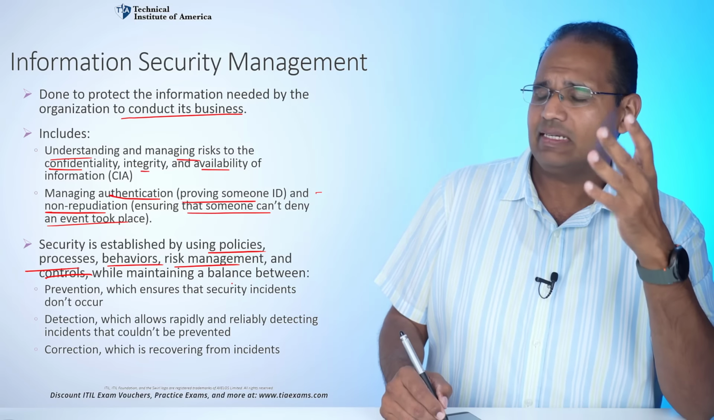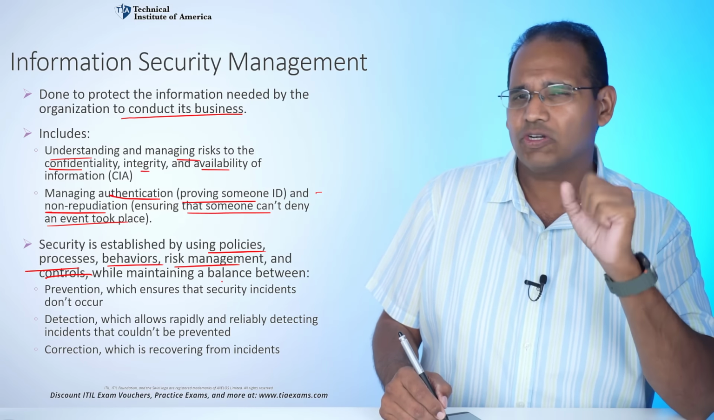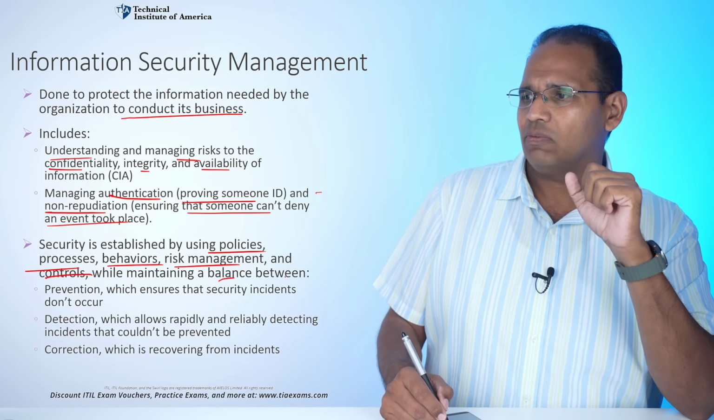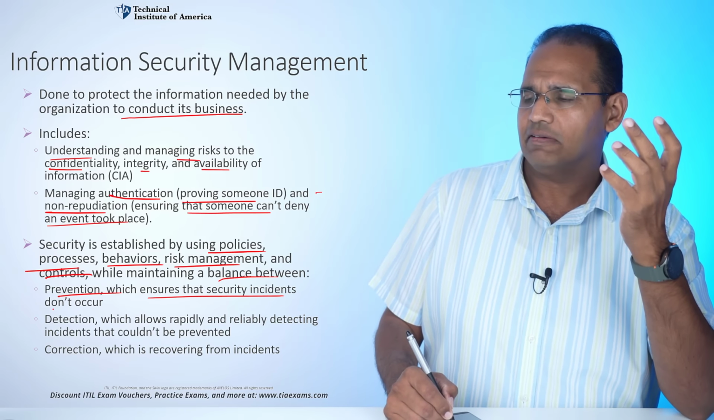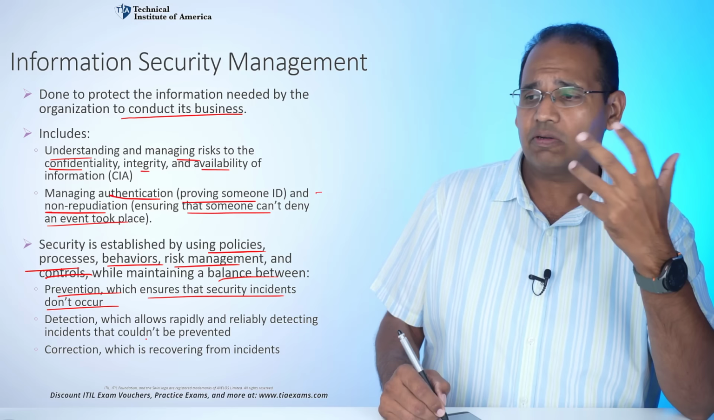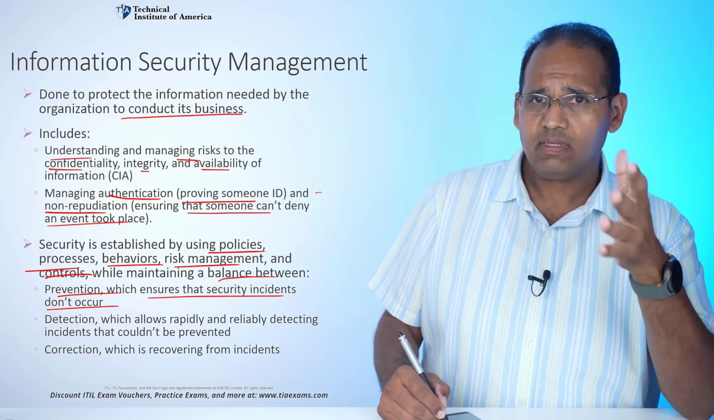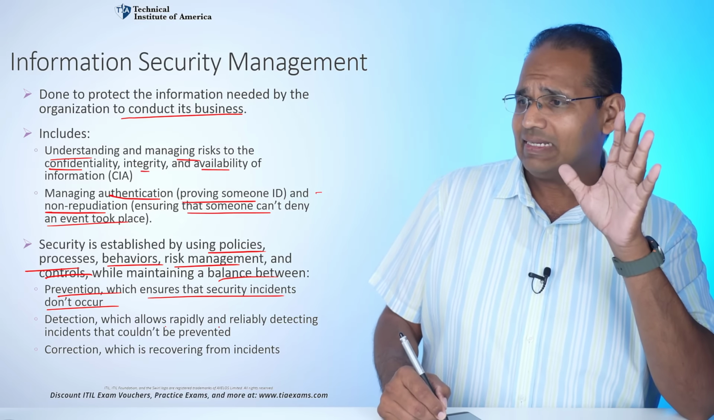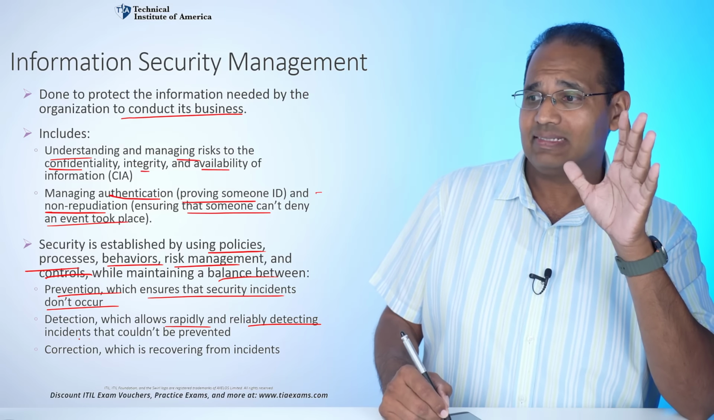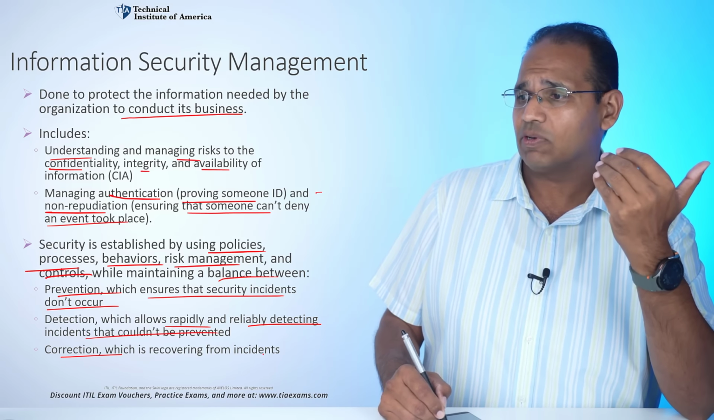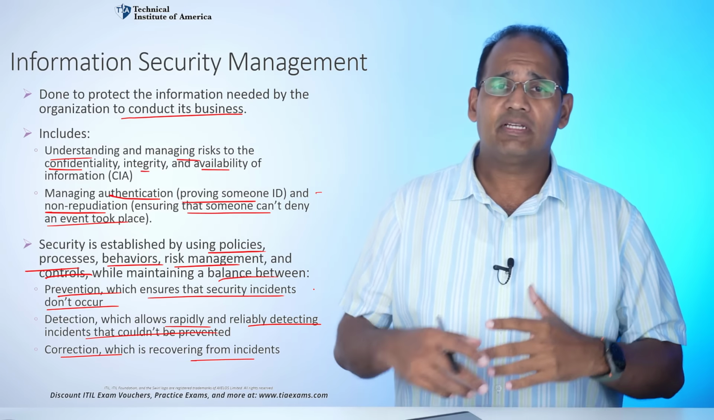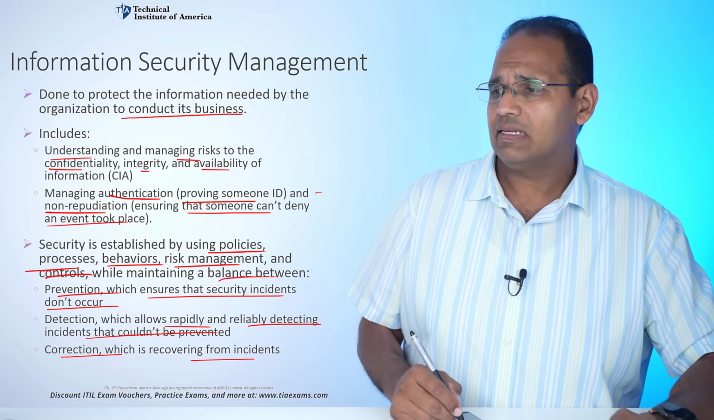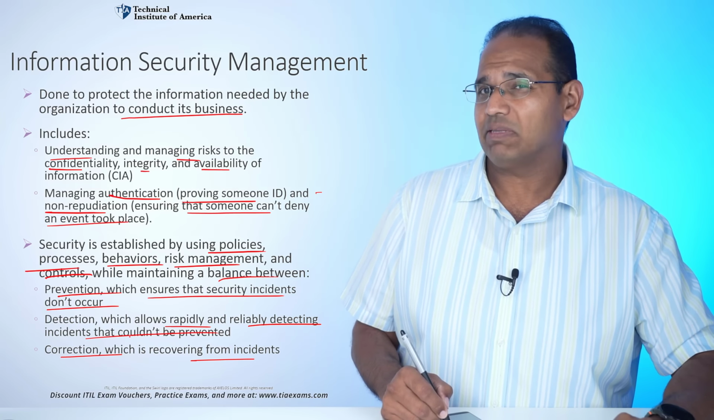Now, we've got to maintain a good balance. Security can be very restrictive. We want to maintain a balance between prevention of security incidents, to ensure they don't occur, and detection. We want rapid and reliable detection of security incidents, and we want to correct these incidents. We want to balance this across functionality, because the more security we put in, the more functionality we might be losing.